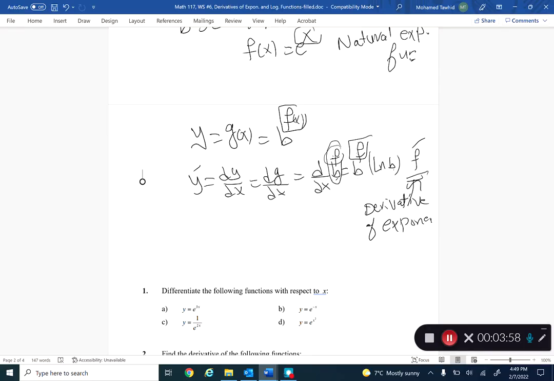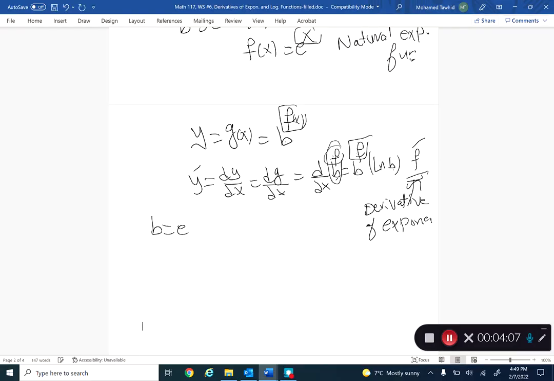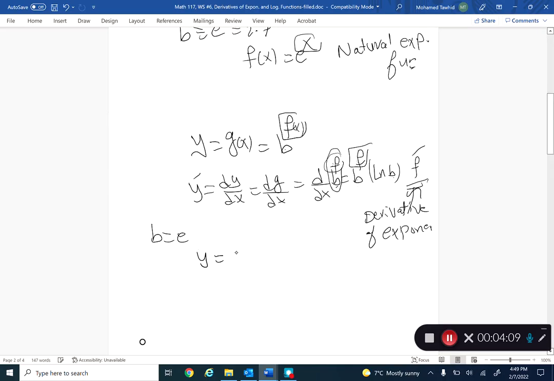Let me show you what happens if you have b equal to e, for natural exponential functions. Then your y equal to g of x is e to the power f of x. What is the derivative y prime, or g prime? Is this one an exponential? Yes. Why? Because e is 2.7, a positive number.